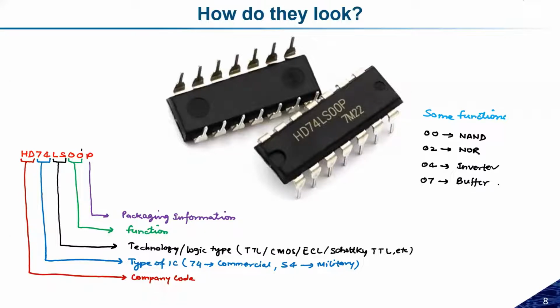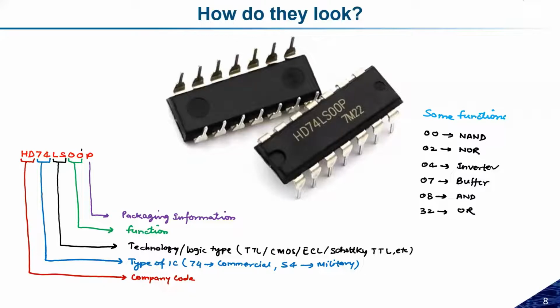Okay, the next one is, suppose I have 08 in the pin number, in the code, then this indicates the AND logic. And similarly for the OR logic, this should be 32. So yeah, these are all the basic gates which we have considered.